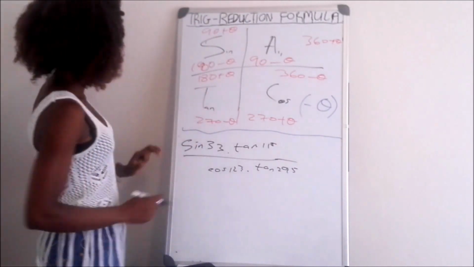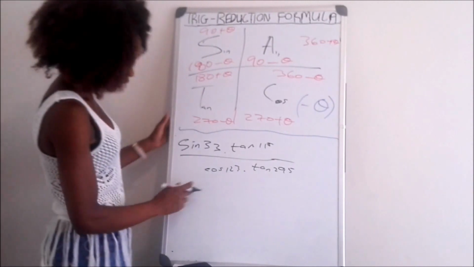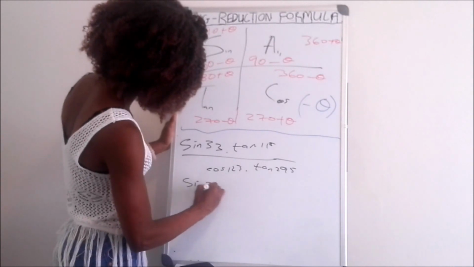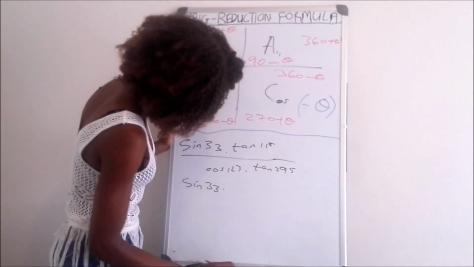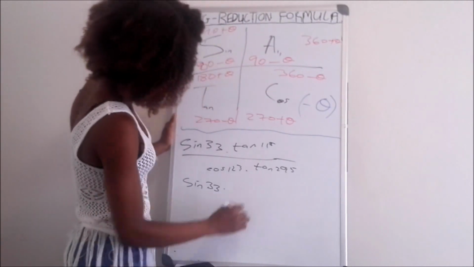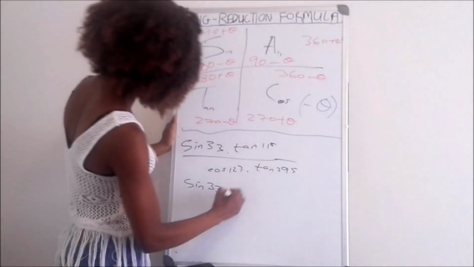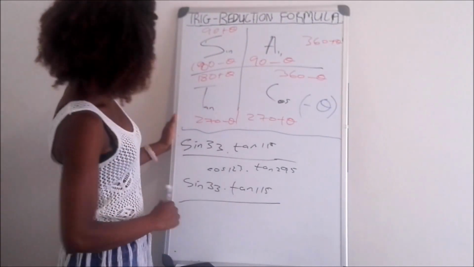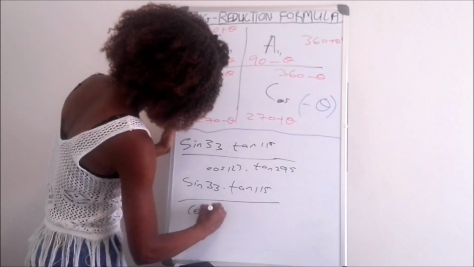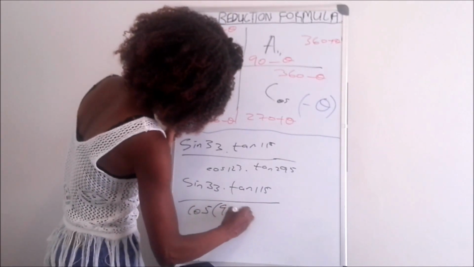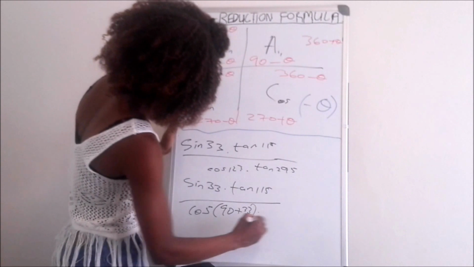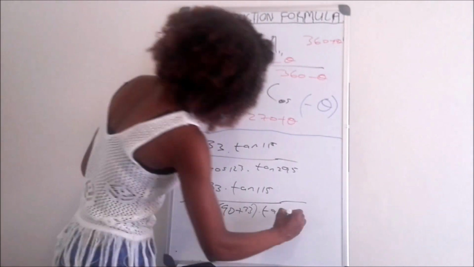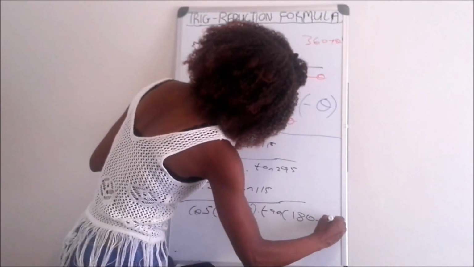Alright, the first one, sine of 33, I won't change it because I know that in the denominator it will cancel with something. And then we'll have sine of 33 multiplied by the tan of 115 as well. I won't change it because I know that in the denominator it will have something to cancel with. Then we have tan of 115 divided by the cos of 123, we'll change it into cos of 90 plus 33. And then the tan of 295 will actually be the tan of 180 plus 115.